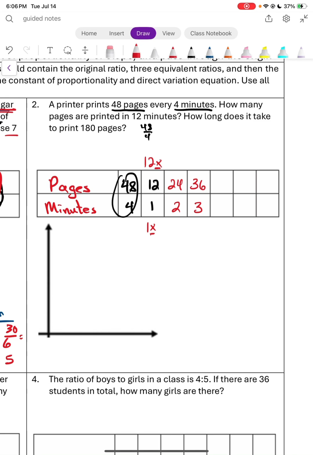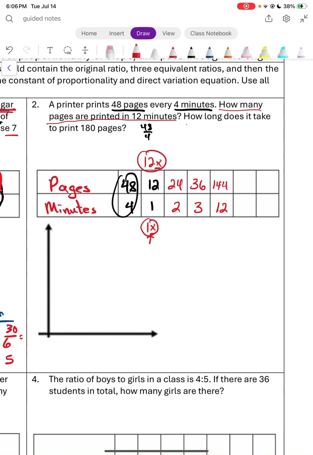Now let's use the 12x and the 1x to actually solve the problem. It says, how many pages are printed in 12 minutes? So again, here's my minutes. I ask myself, what do I have to plug in for x to give me 12, and that'd be 1 times 12. So when x is 12, that's going to be 12 minutes. 12 times 12 up here would be 144. So what that tells us is it would take 12 minutes to print 144 pages.